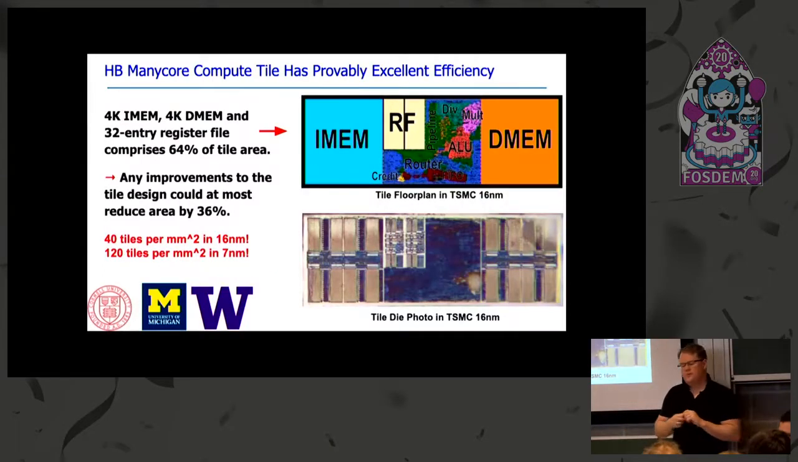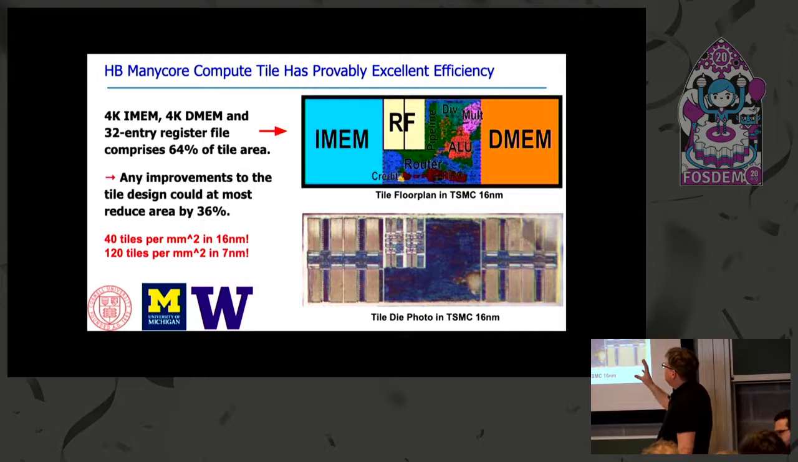So we have very good efficiency for the manycore. So this is a picture of a floor plan in TSMC 16 nanometer. And then this is actually a die photo from the actual chip. So this was a chip we presented at the RISC-V Summit, the fourth one, I think it was in 2017.